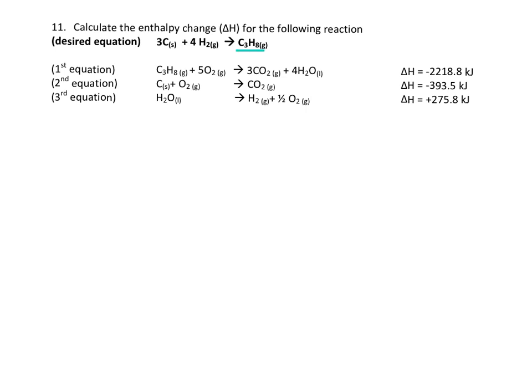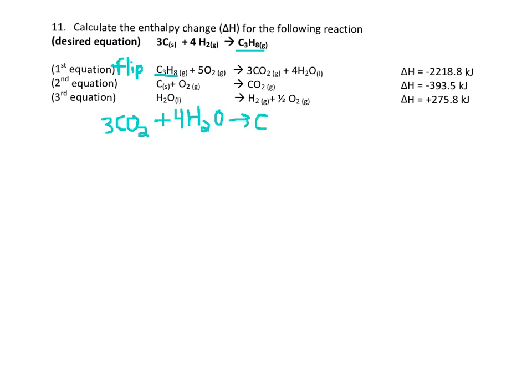It's right over here. So I'm going to look at my given equations and see if I can find the C3H8. I find it. It's in my first equation, but it's on the wrong side. So I need to flip my first equation. So let's go ahead and do that and rewrite the equation. When you flip that first equation, the products become the reactants and vice versa. So we're just rewriting that.